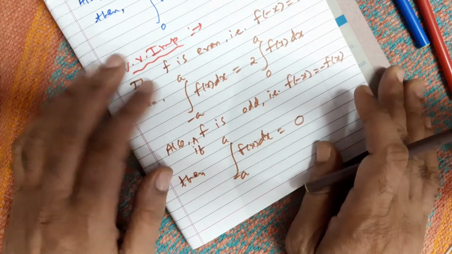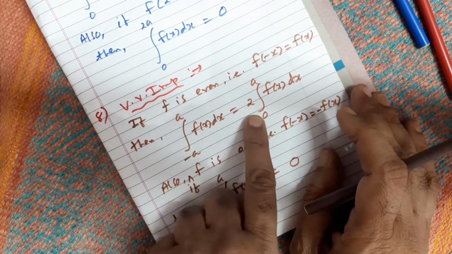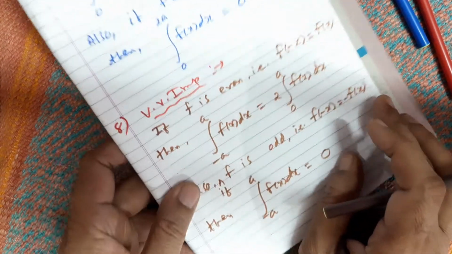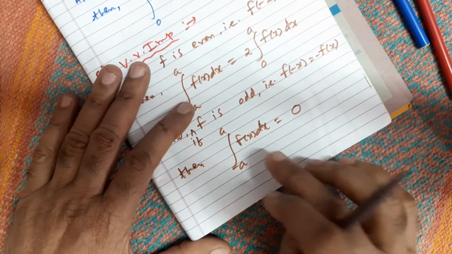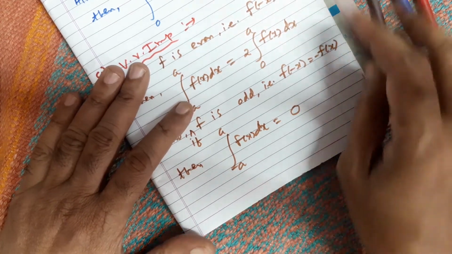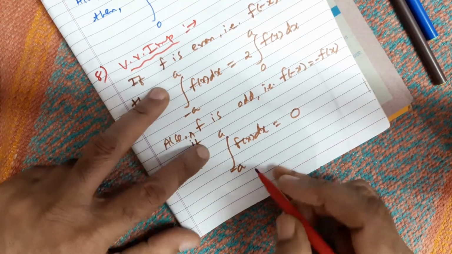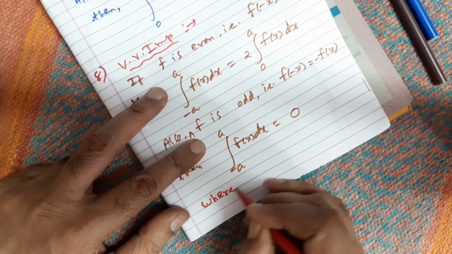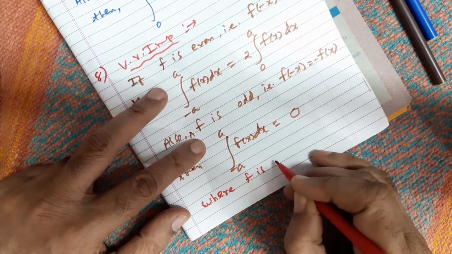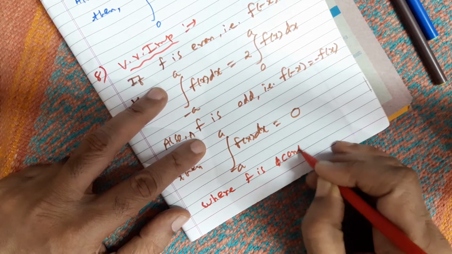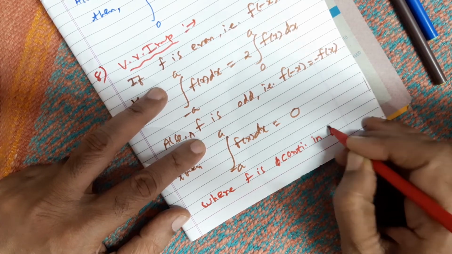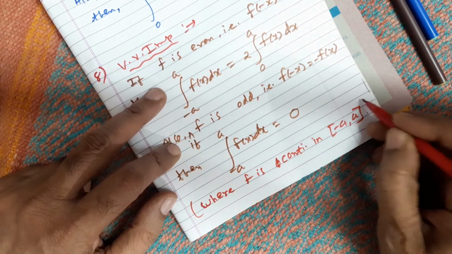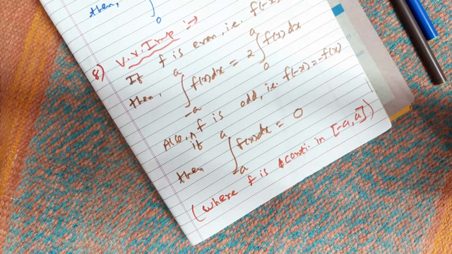That's all. If it is even, then there will be a little calculation because it is not 0. It is 2 times 0 to a. So at least minimum 2-3 steps of calculation will be there. But here no calculation, simply 0. And in both of these, one thing is common which is not given in the textbook, and that is the function f must be continuous in closed interval minus a to a. Hope you all understand this, dear students.